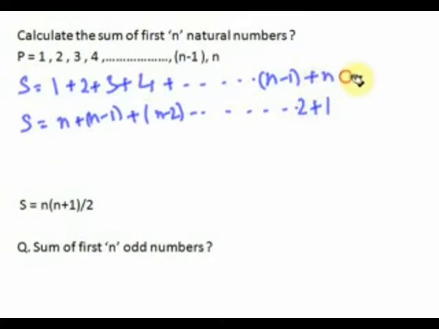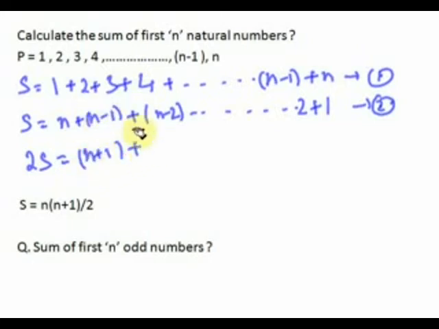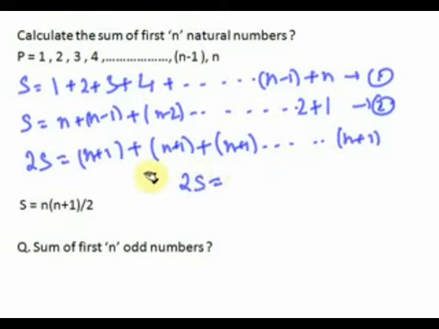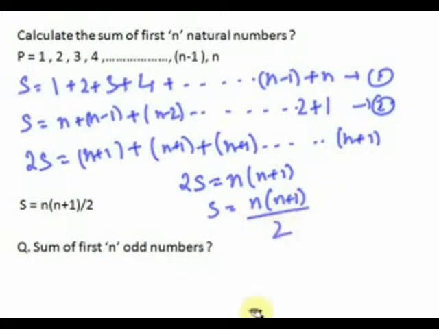If we add the first and the second equation, we'll get 2S is equal to n plus 1, plus 2 plus n minus 1 which is n plus 1, 3 plus n minus 2 which is n plus 1, and up till the last as n plus 1. So we'll be getting 2S is equal to, how many times are these? There are n terms, so n into n plus 1. S is equal to n into n plus 1 by 2. The sum of first n natural numbers is n into n plus 1 by 2.